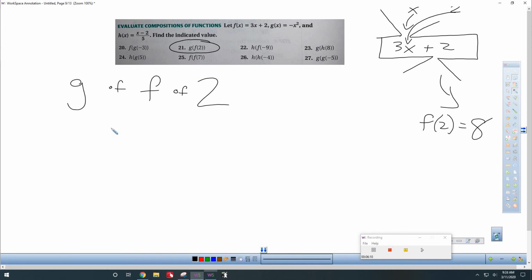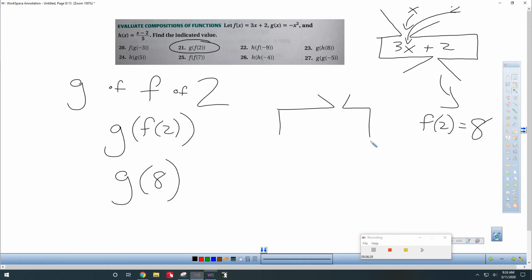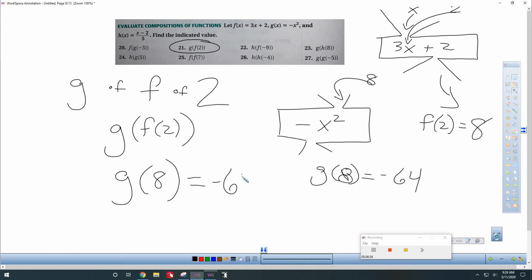So when we see this, g of f of 2, what did we just say f of 2 was, everyone standing around? 8. So what is g of 8? Well, g of x is a different machine. Okay, g of x takes something, squares it, and applies a negative sign to it. So what are we going to do? We're going to put in an 8. Now remember, order of operations, I got to square it and then apply the negative. So g of 8 is negative 64. So that is the answer to this question.